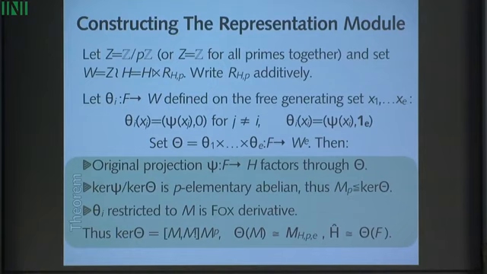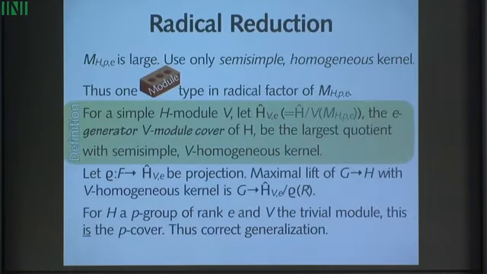So the image of the kernel under this homomorphism would be the module, and the image of the free group would be this cover. So that's how we could construct it. But again, this becomes unhandily large, so I need to make some radical steps to reduce the problem.